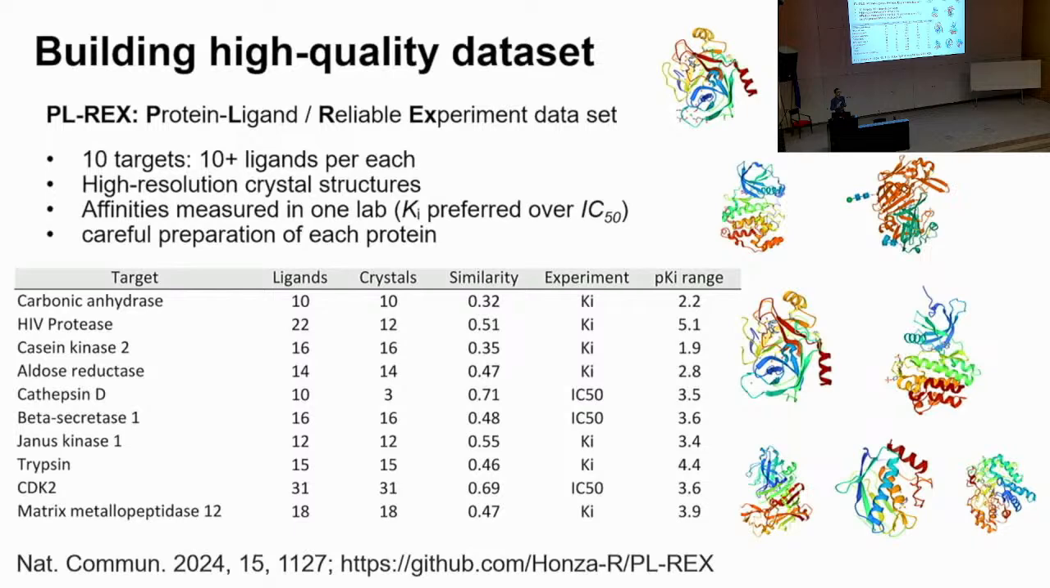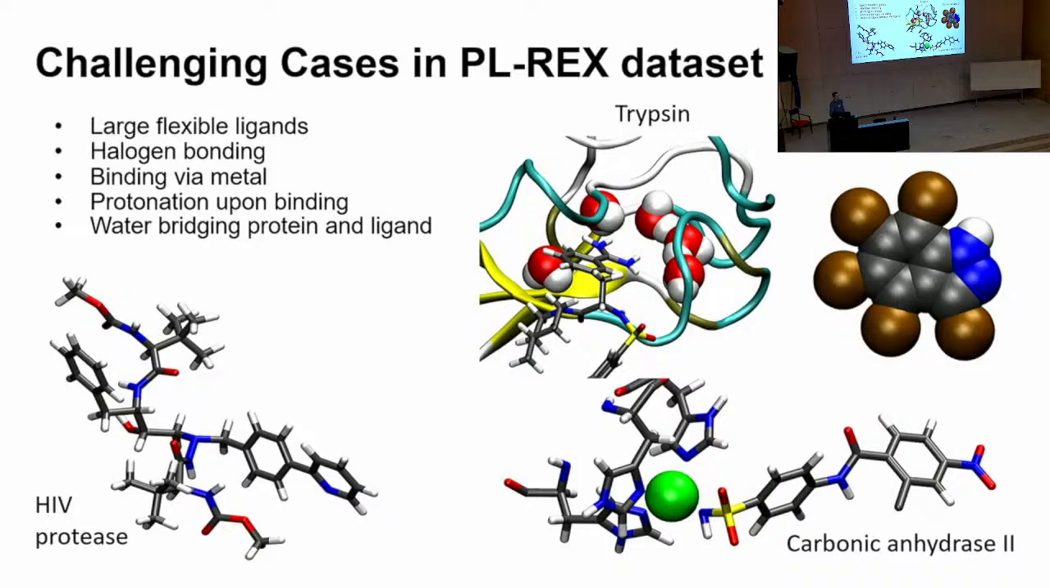And also we took care to prepare each protein in terms of protonation, etc., which obviously makes a difference in the scores. If you wish, it's out there on GitHub to be tested. We'd be happy if other scoring methods are tested on this data set. It's challenging. We know it. We built it in this way.